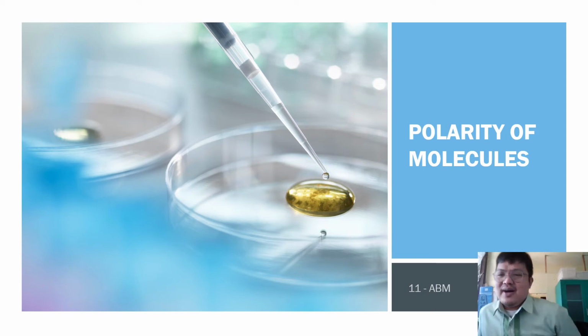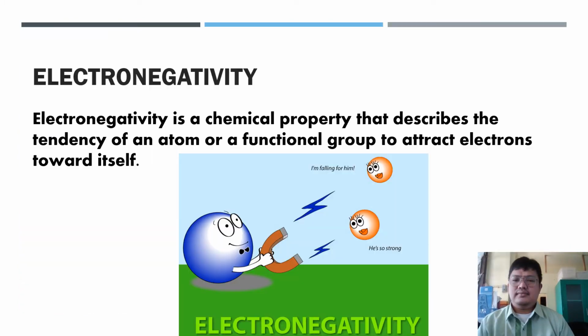We will be discussing all about the polarity of molecules in this topic. So let us define first what is meant by electronegativity. As you can see from the picture, there are three small balls. So actually there are two small balls and one big ball. The big ball in color blue is handling a magnet attracting the two smaller balls. So this is how we can illustrate what electronegativity is.